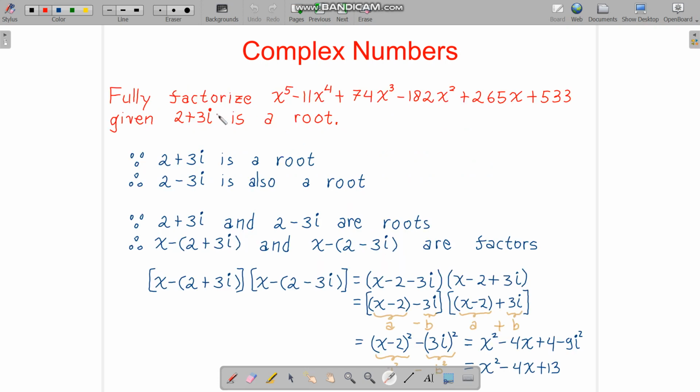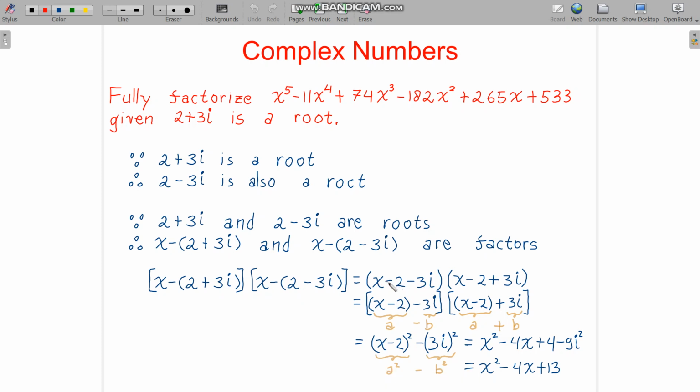So for example, fully factorize this quintic polynomial given 2 plus 3i is a root, a complex root. Since 2 plus 3i is a root, 2 minus 3i must also be a root, which means x minus (2 plus 3i) is a factor, x minus (2 minus 3i) is also a factor. If we multiply the two factors, we get a quadratic factor.